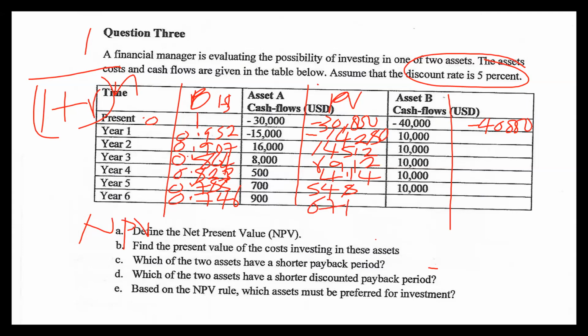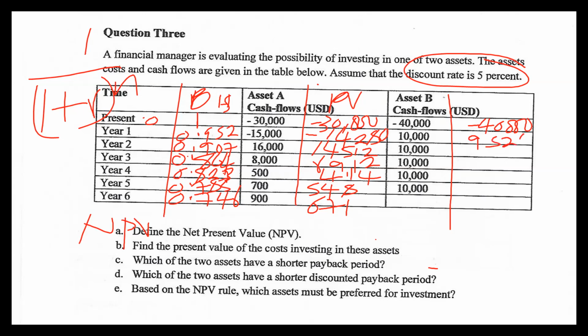Let's do it again for asset B. We are multiplying the same discount factor times the cash flows from B. So 1 times negative, now 0.952 times 10,000. We have 9,520.